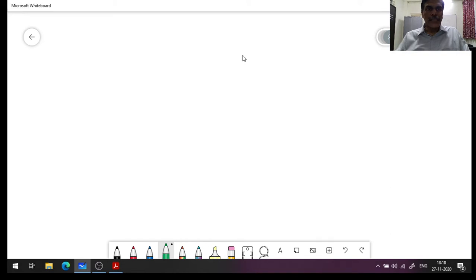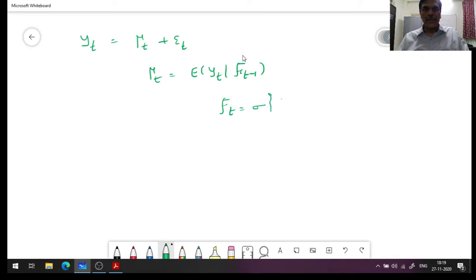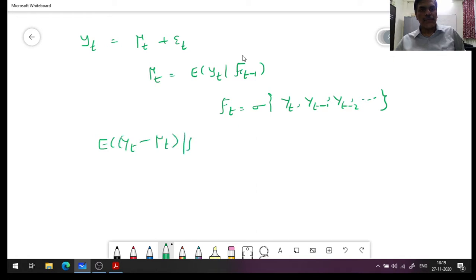So before getting to that, let me recollect some of these things. This is the model, y_t equal to mu_t plus epsilon_t, and mu_t is the expected value of y_t given F_{t-1}, where F_{t-1} is the sigma field generated by y_{t-1}, y_{t-2}, etc. This is the conditional mean, and we have the conditional variance, the expected value of (y_t minus mu_t) squared given F_{t-1}. So this is what is basically sigma_t squared.